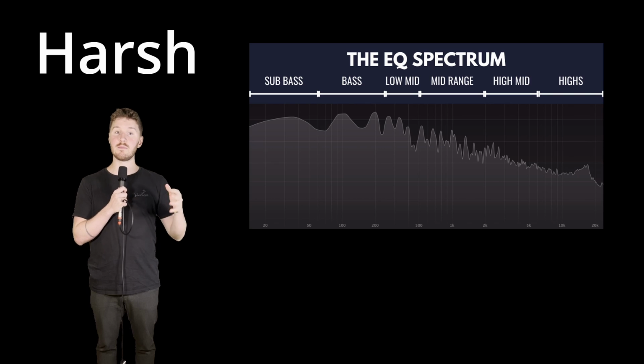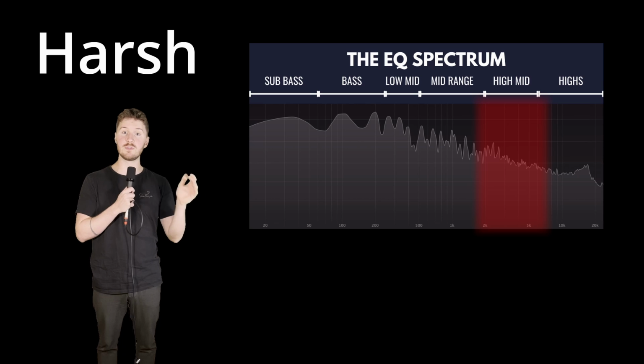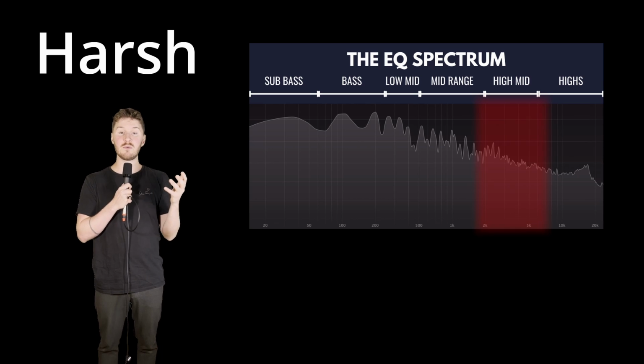Next, let's look at harshness. This happens around the mid-highs to highs, around the 2 to 6 kHz area, when it just gets too intense. If it feels like the sound is piercing your ears, that's harshness. Let's hear an example.